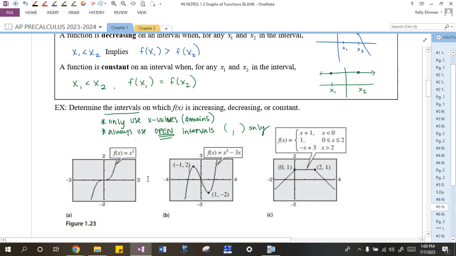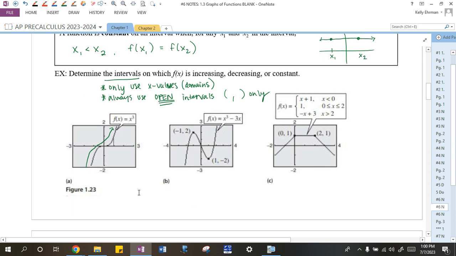All right, so figure A. We have to trace this from left to right. So looking here, we are always going up. This function is increasing from negative infinity to infinity. It's not constant right here. It kind of looks constant, but it's just we're not zoomed in very far.